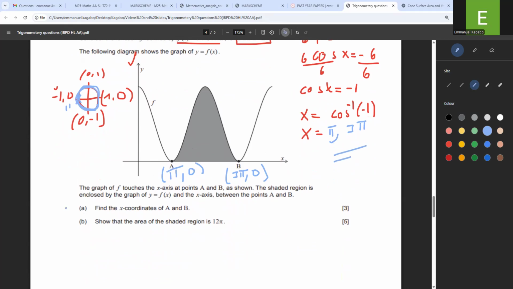Now question A. If there is something that's not clear, please ask in the comments. I will reply very fast, okay? Now, show that the area of the shaded region is 12 pi. That means the area here is 12 pi. Okay, not hard at all.